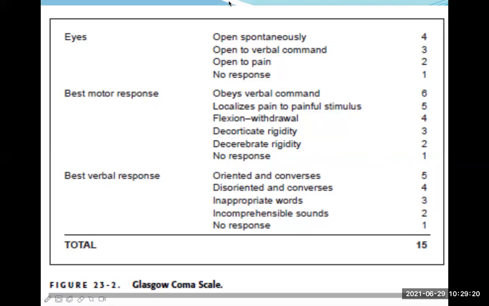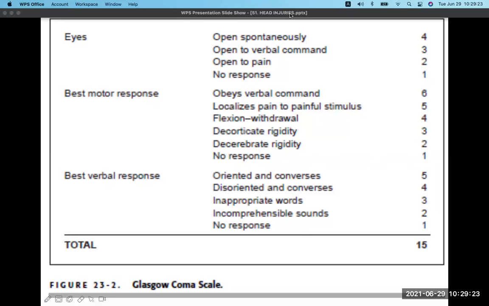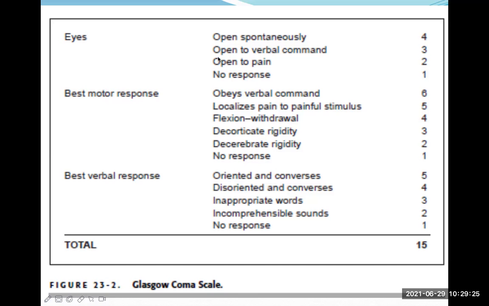Now, best verbal response, we have a maximum score of 5. You can clearly see it here. Oriented and converses, meaning talks nicely and replies, is 5. Disoriented and converses, 4. Inappropriate words, 3. Incomprehensible sound, just cooing, producing some sound which cannot be understood, 2. And no response is 1. So the maximum score in the Glasgow Coma Scale is 15.